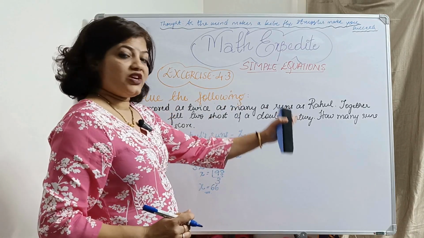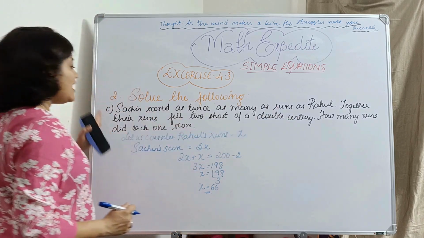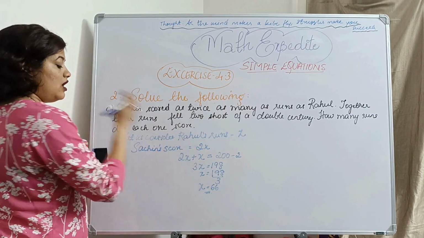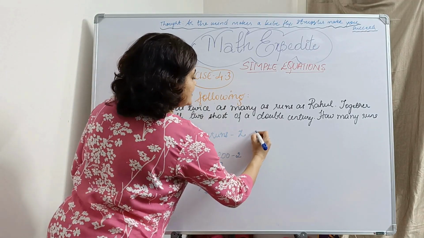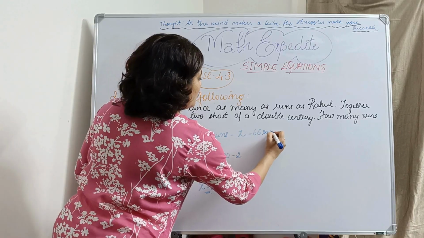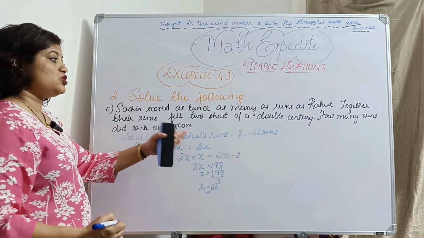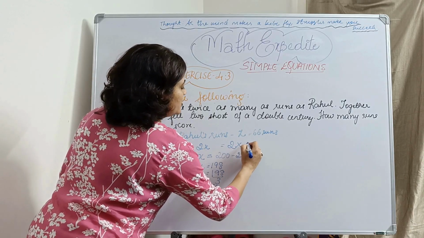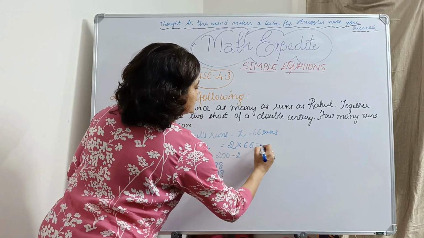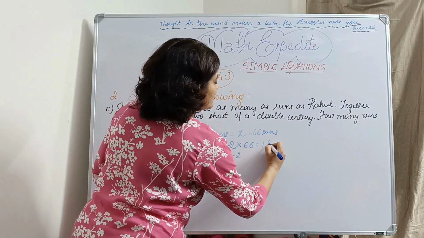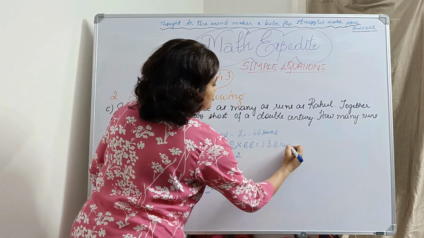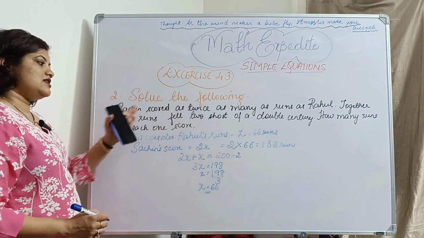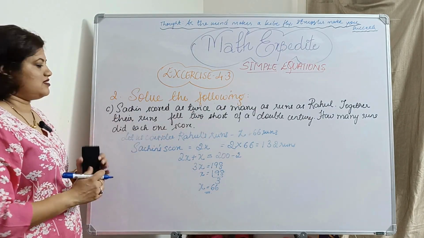So what is their question at the end? How many runs did each one score? So x is Rahul's score, so it will be 66 runs, whereas Sachin's score was 2x. So what I have to do? I have to multiply 2 into 66. I will get 132 runs. So Rahul scored 66 runs and Sachin scored 132 runs.